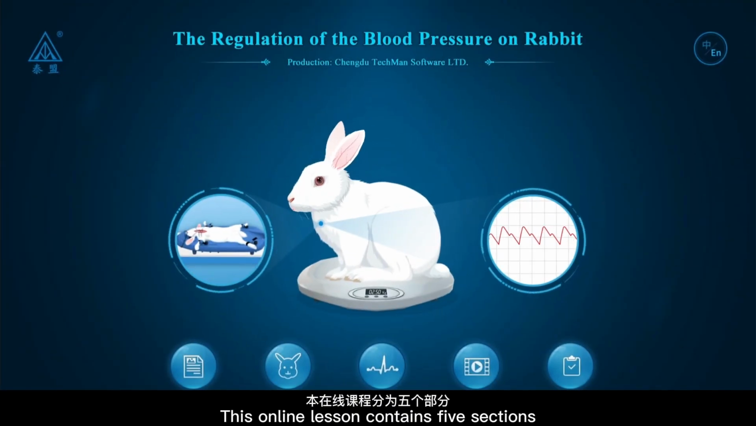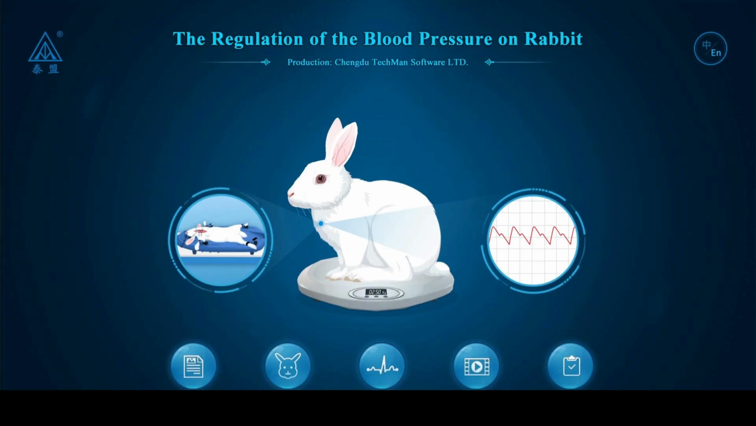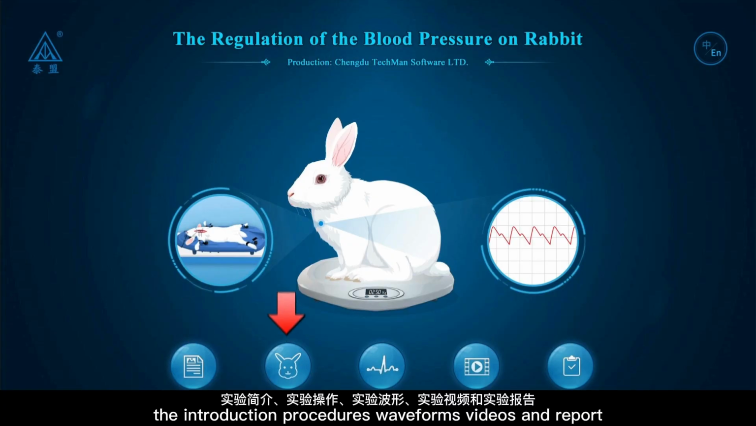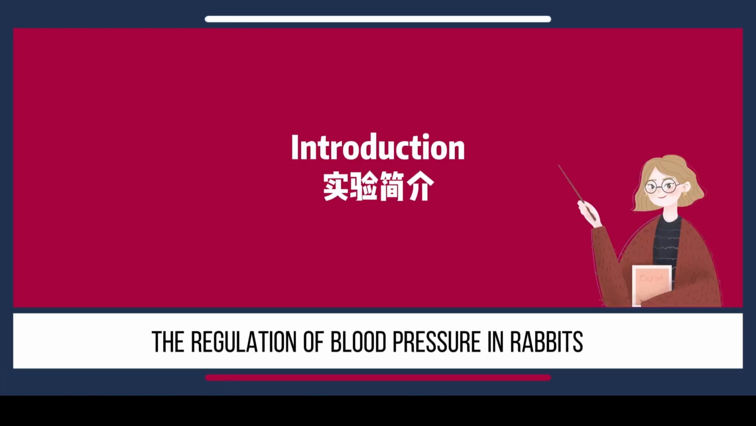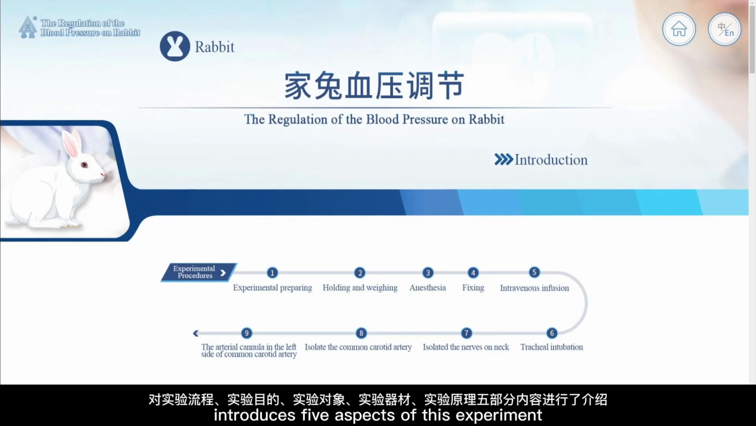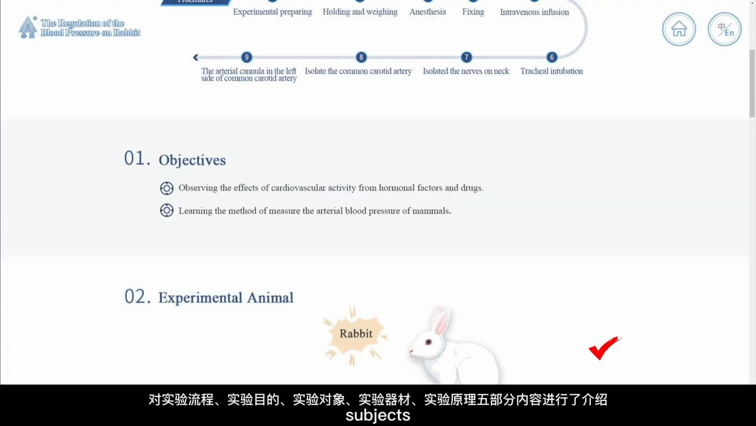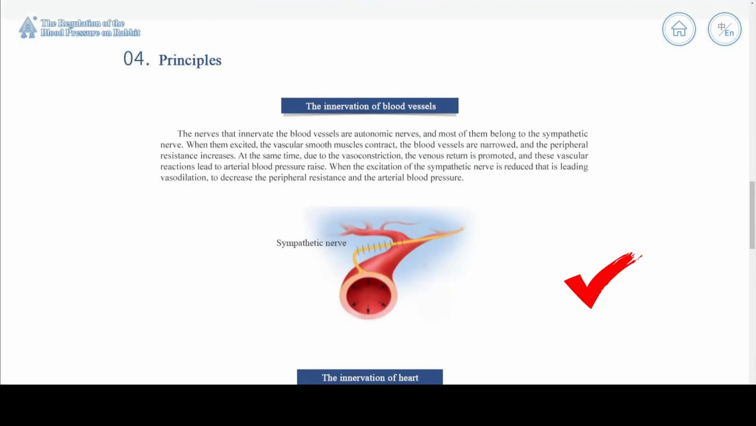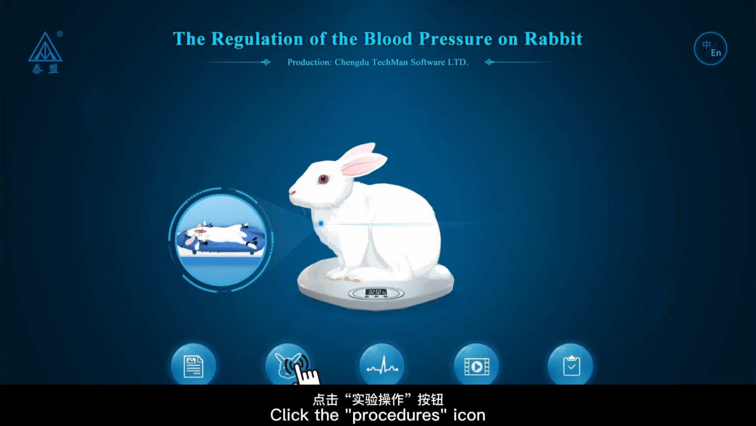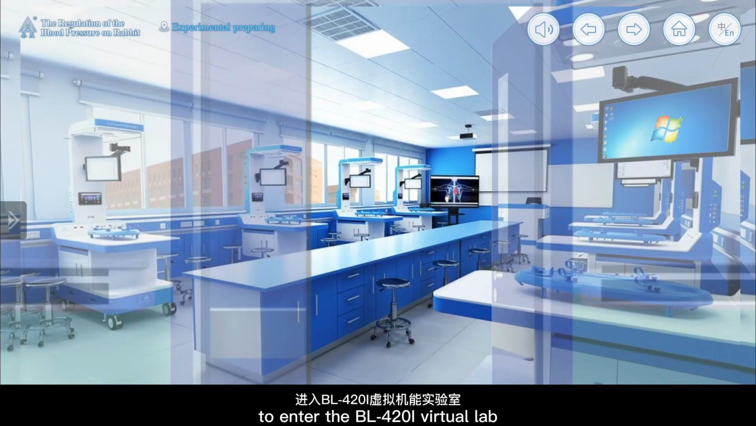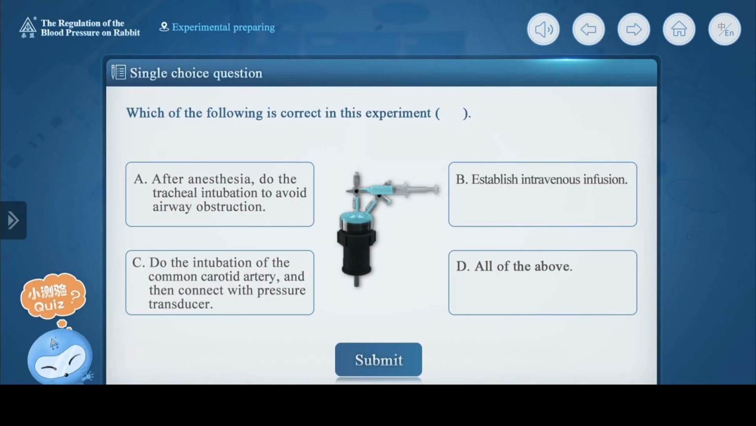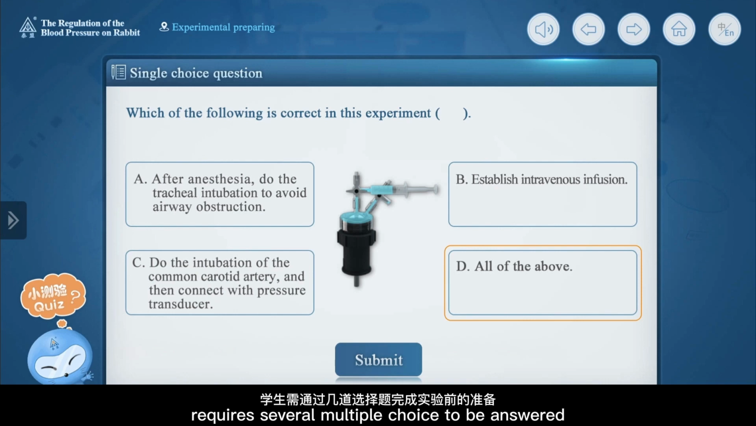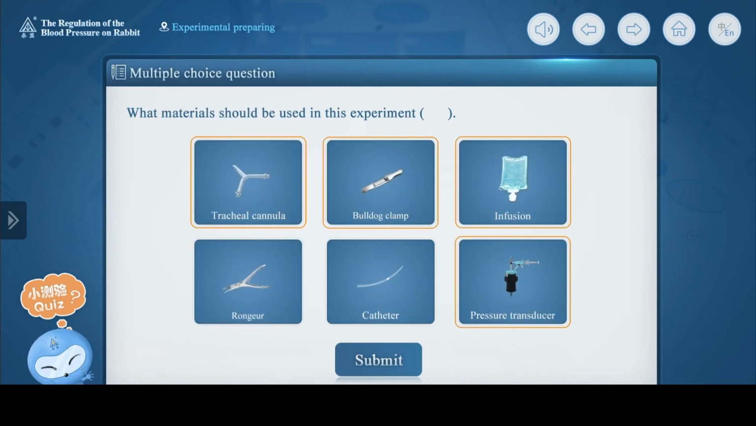This online lesson contains 5 sections of this experiment: the introduction, procedures, waveforms, videos, and report. The introduction section introduces 5 aspects of this experiment, including processes, objectives, subjects, materials and equipment, and principles. Click the procedures icon to enter the BL420i virtual lab. This course requires several multiple choice questions to be answered before the experiment.